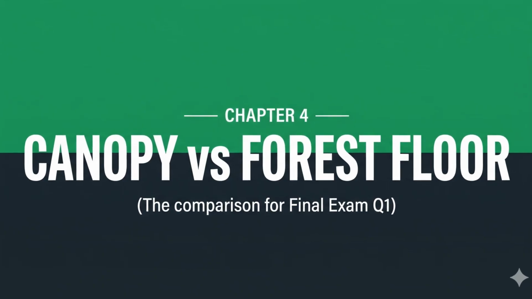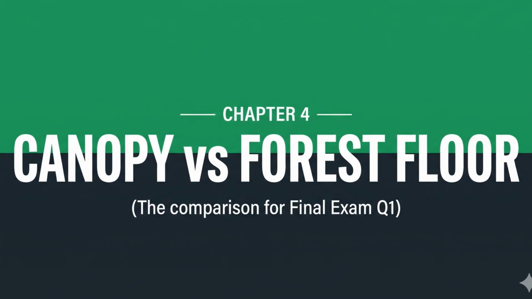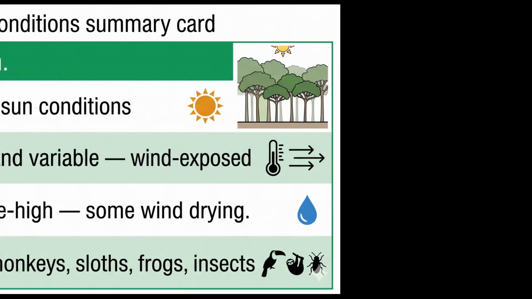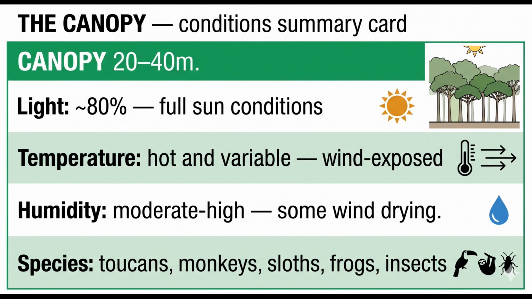Chapter 4. Canopy versus forest floor. The comparison for final exam question 1. Let us look at the canopy in detail. Light, approximately 80% of incoming sunlight, full sun conditions. Temperature, hot and variable. The canopy is directly exposed to solar radiation, and temperatures can fluctuate significantly through the day as the sun angle changes and clouds pass.